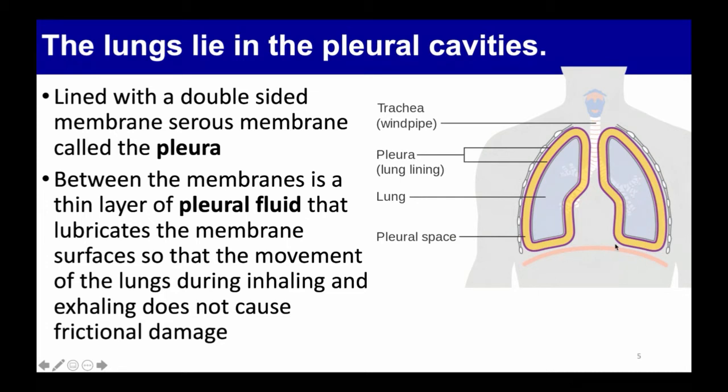Each lung also sits in the pleural cavity, and the pleura, which is the name for these sets of membranes, is a double layered serous membrane. The area between the two sides of the membrane around each lung is filled with pleural fluid, which, like peritoneal fluid, is a very thin serous lubricating fluid.